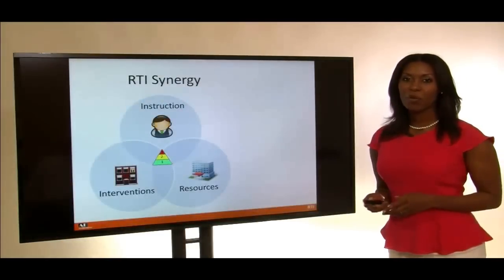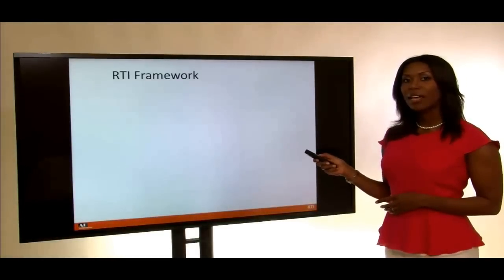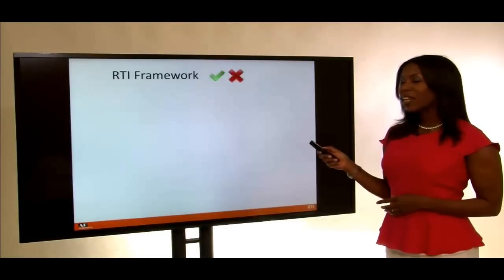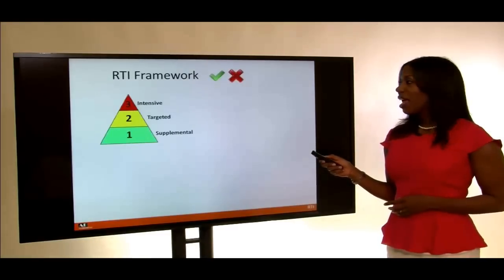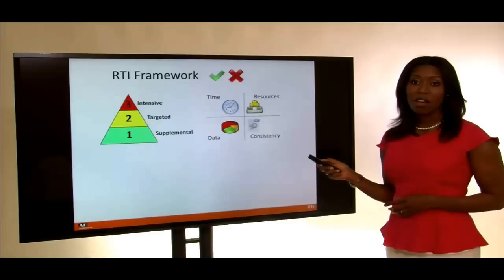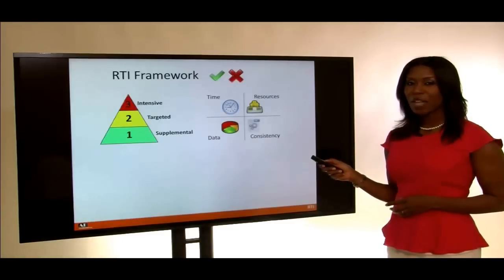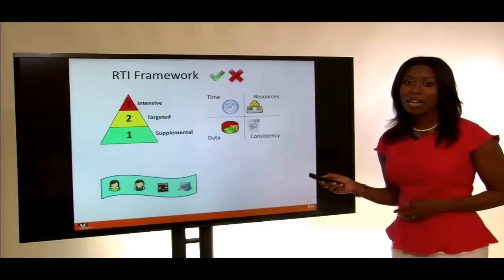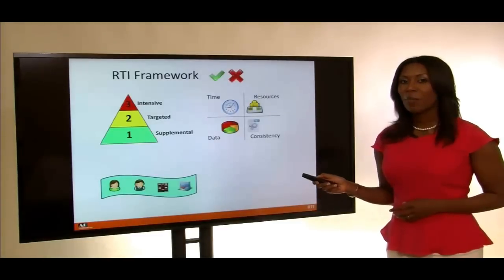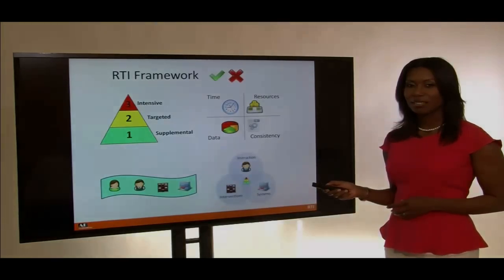Let's take a look at the framework of everything that we reviewed today. We review what RTI is and what it isn't. We review the multi-tier level of intervention and the 4 most common challenges of implementing an RTI process. We talk about how to overcome those challenges by developing a comprehensive RTI process that promotes RTI Synergy.